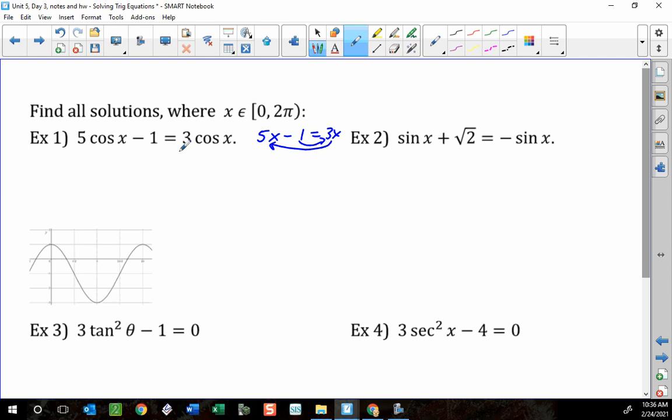So I'm going to take away 3 cosine x, take away 3 cosine x. So I have 2 cosine x minus 1 equals nothing. All right, so I'm going to add 1 to both sides. So 2 cosine x equals 1, and then divide by 2, so cosine x equals 1/2. And this is exactly what we did on the last page.